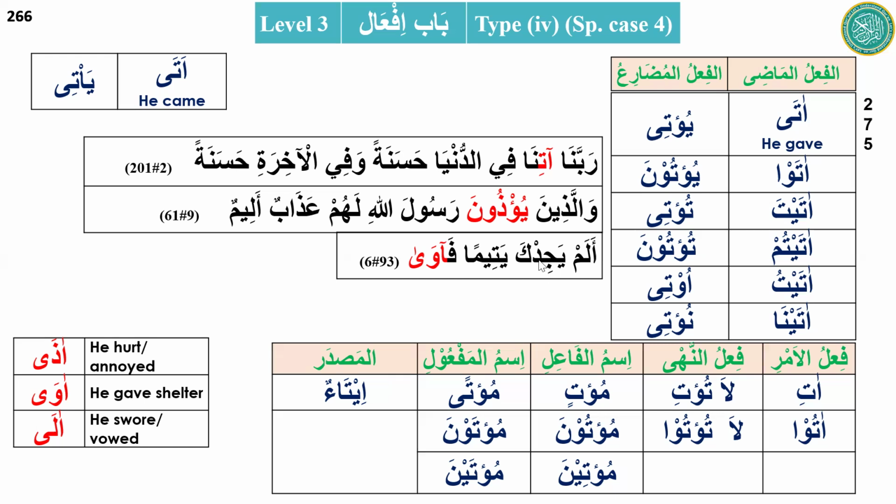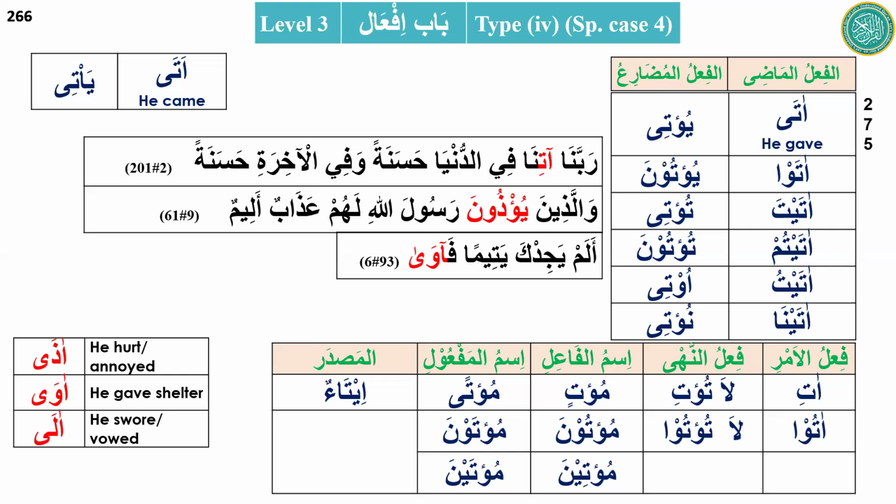Can you please tell the reason about this? Wajada yajidu, why is it yajid? We learned that in the last class, that this yajidu is preceded by lam, and after lam it becomes jazm. Okay, so jawazimul fi'l mudari' concept. The fi'l after lam, lam yajid, actually it is yajidu before that lam comes, so it is yajid. Okay, thank you. Alam yajidka yatiman fa'awa.